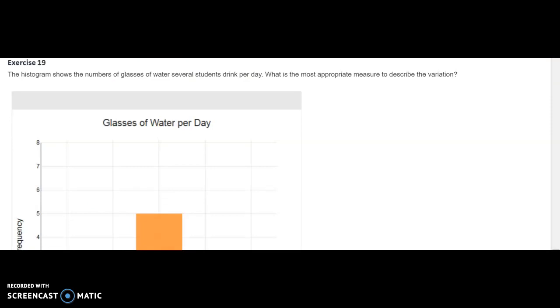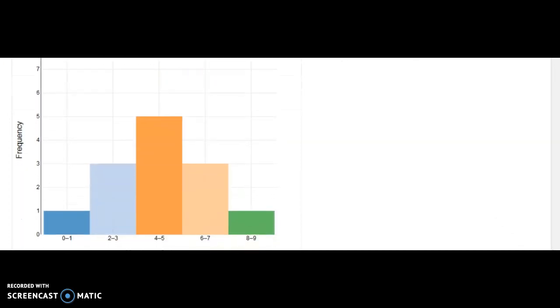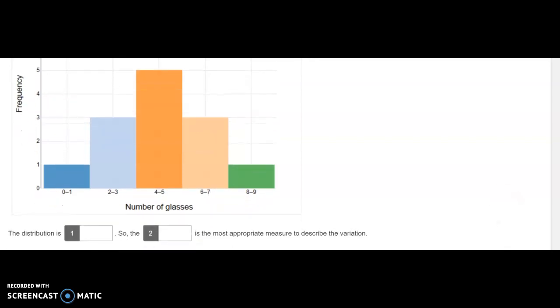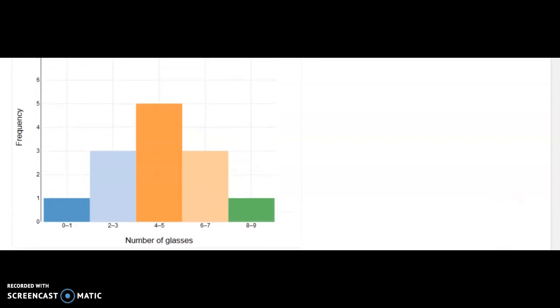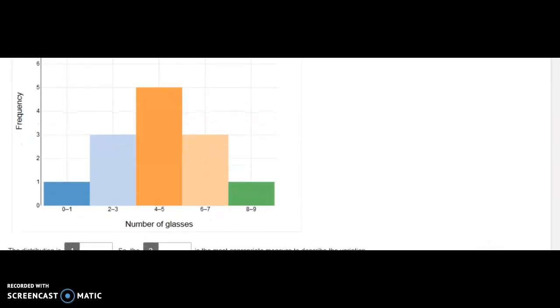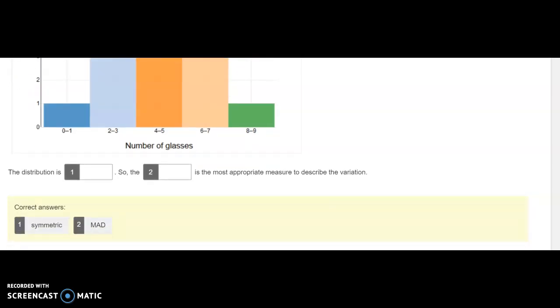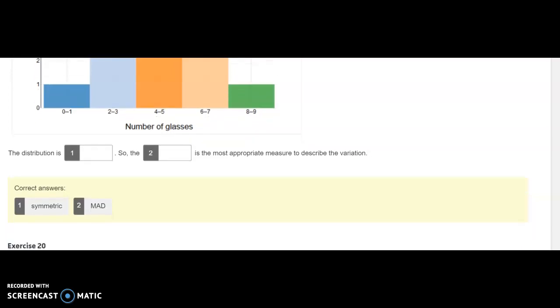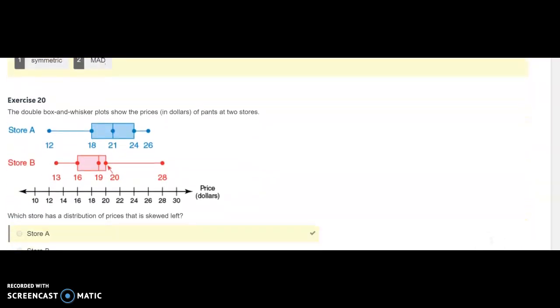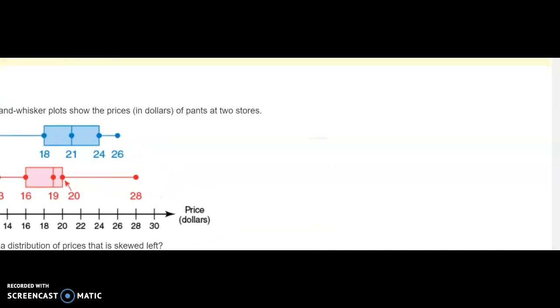Close to being done. Exercise 19. The histogram shows the number of glasses of water several students drink per day. What is the most appropriate measure to describe this variation? And you guys should all be able to do this. It is called symmetric. The distribution is symmetric. You can see, you can fold it in half. And the blank is the most appropriate measure to describe this variation, and I'm giving you the answer. It's called MAD. M-A-D. Last question ever for online learning for this year.